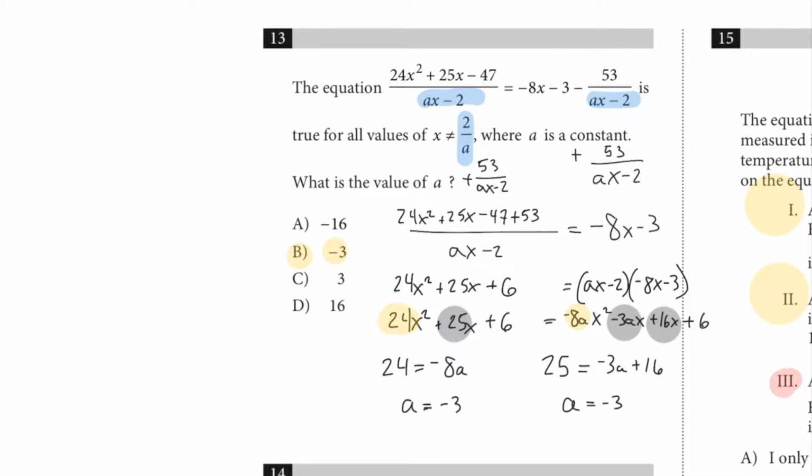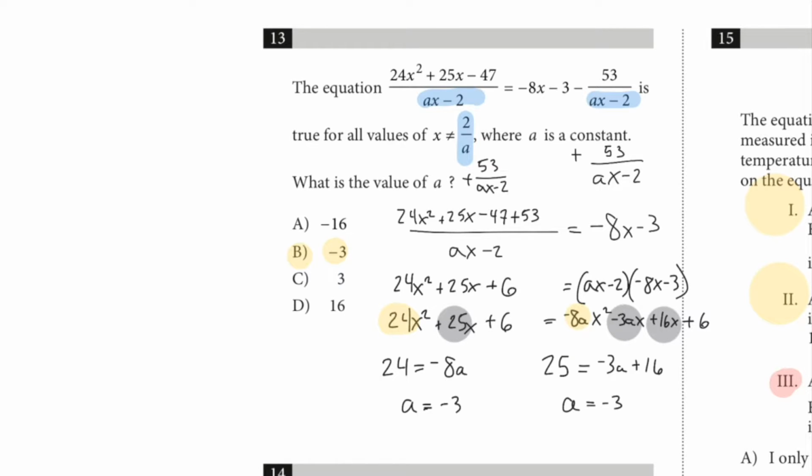Negative 47 plus 53 is positive 6. But then I also multiplied both sides by ax minus 2. And so then you would get this right here. So this is the numerator, and this is minus 8x minus 3, and then this is the denominator right here, the old denominator. Now when you FOIL this out, you get negative 8ax squared minus 3ax plus 16x.